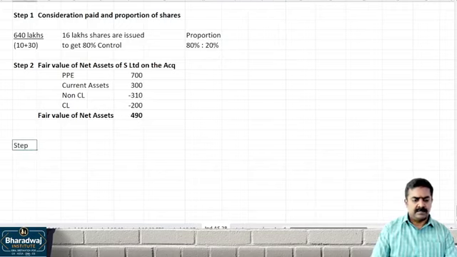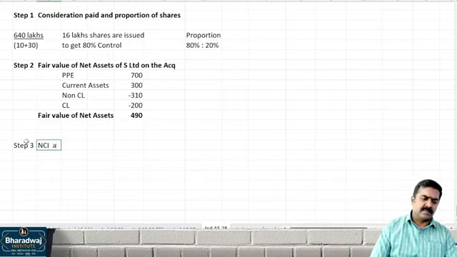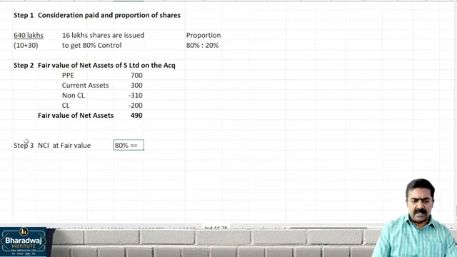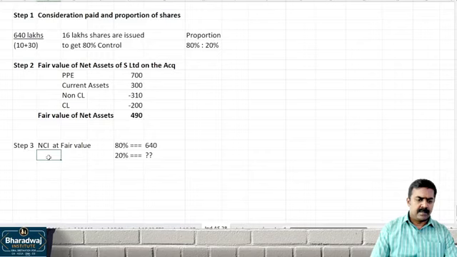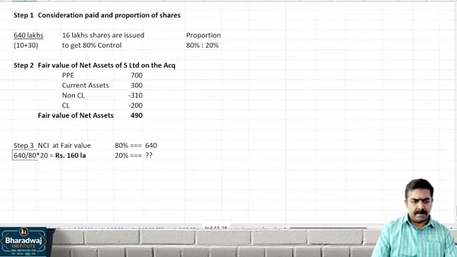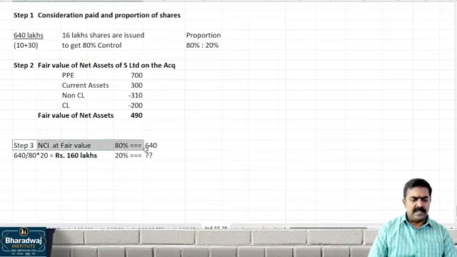Step 3. NCI can be valued based on fair value method. Super simple. For 80%, how much is the consideration paid? 640 na. For 20%, how much? Multiply 640 divided by 80 into 20. How much? 160 lakhs. NCI is measured at which value? Fair value. That is step 3.